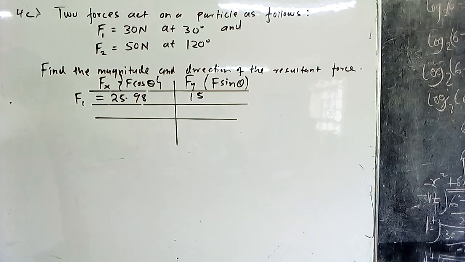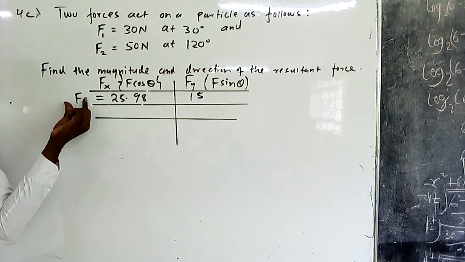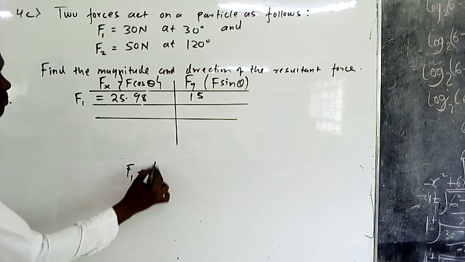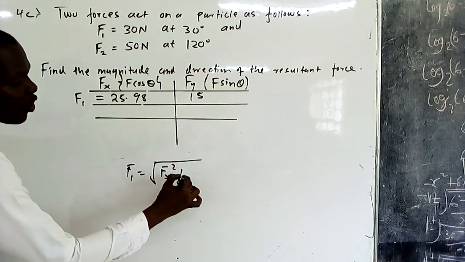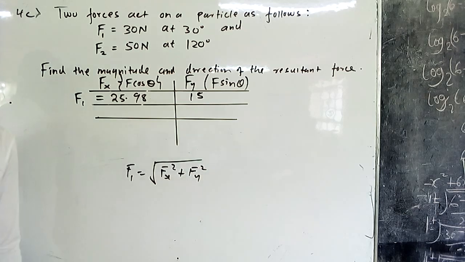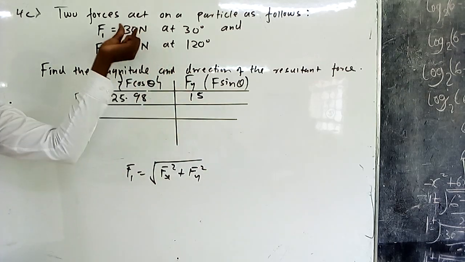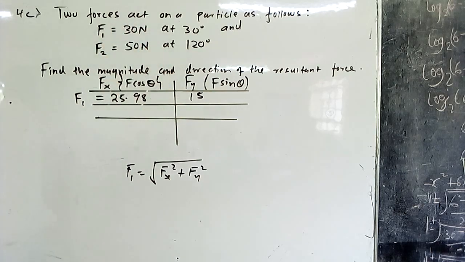And remember, when you are now looking for the magnitude of this force F1, it's the Pythagoras theorem, isn't it? Meaning the magnitude of this force F1 is the square root of the x component squared plus the y component squared. If you get the square root of 25.98 squared plus 15 squared, you get back your force, 30 Newton. You get back the magnitude, the force itself.